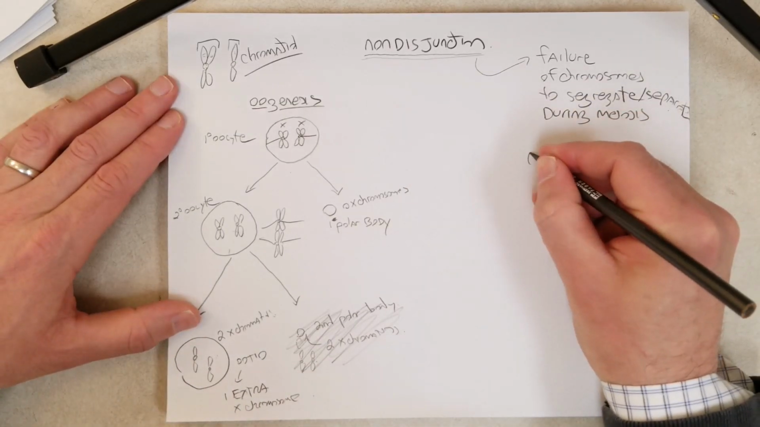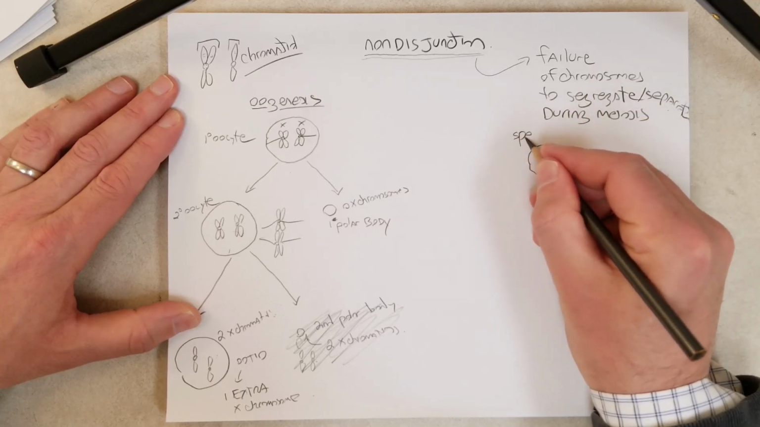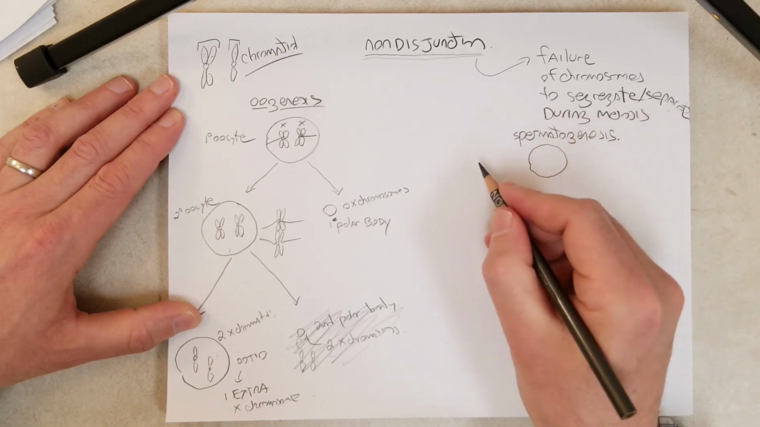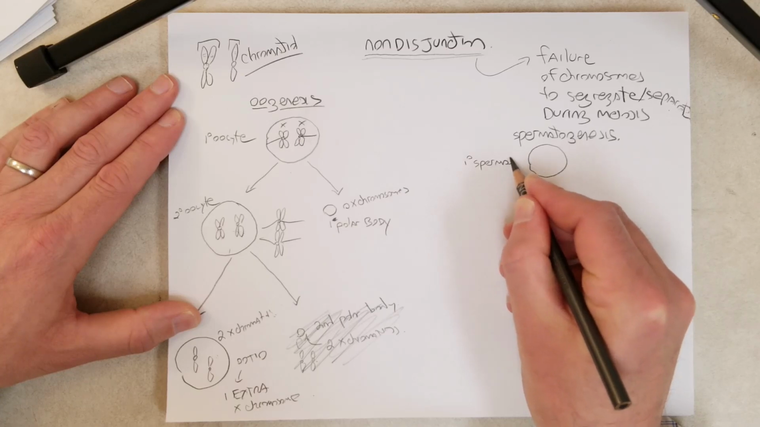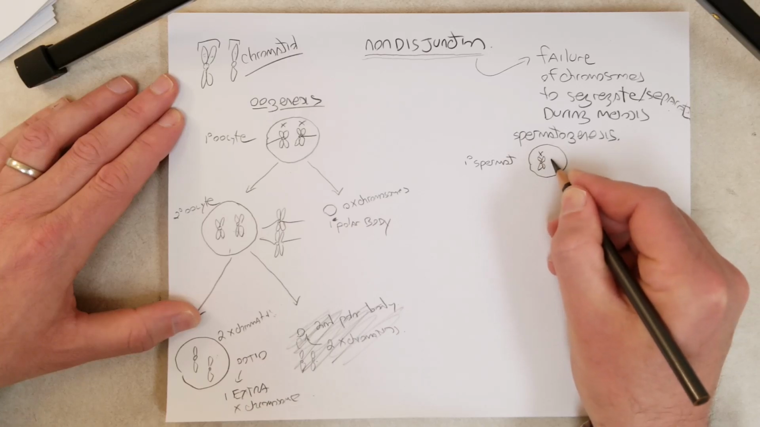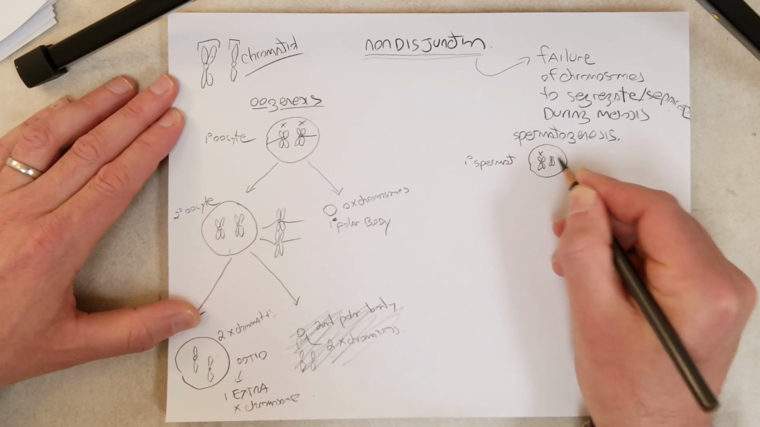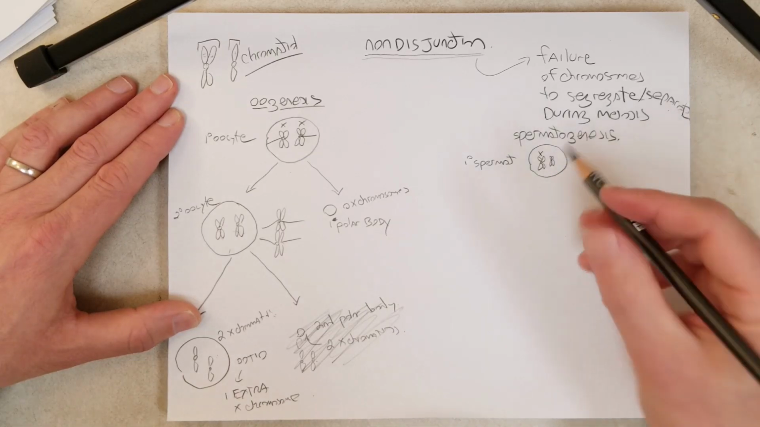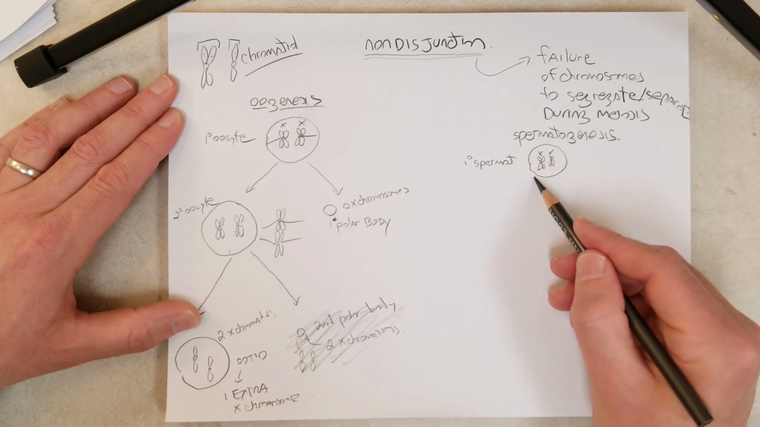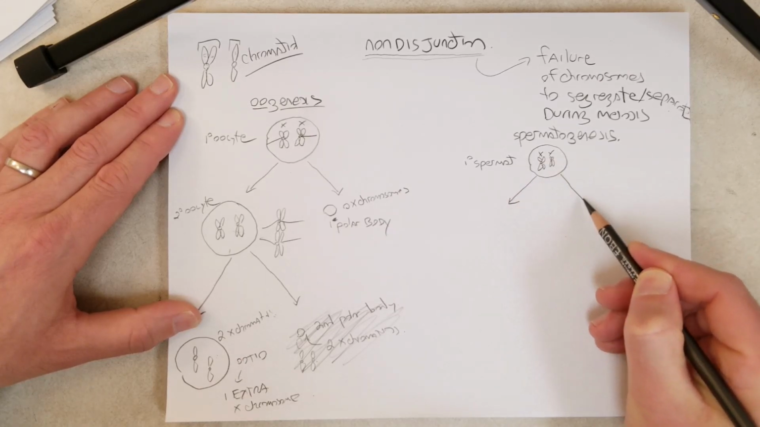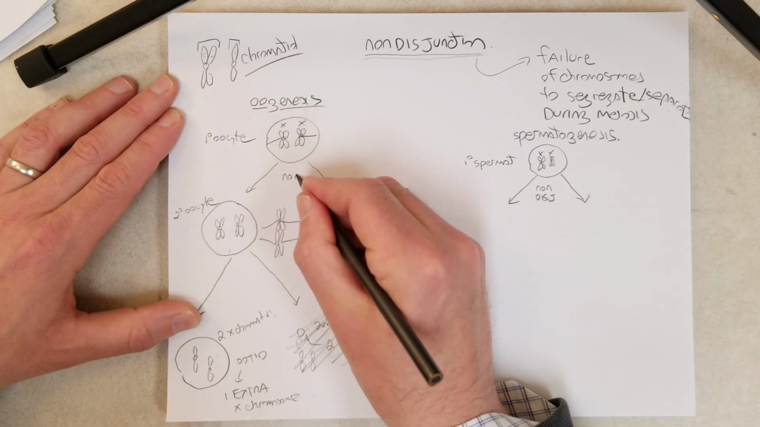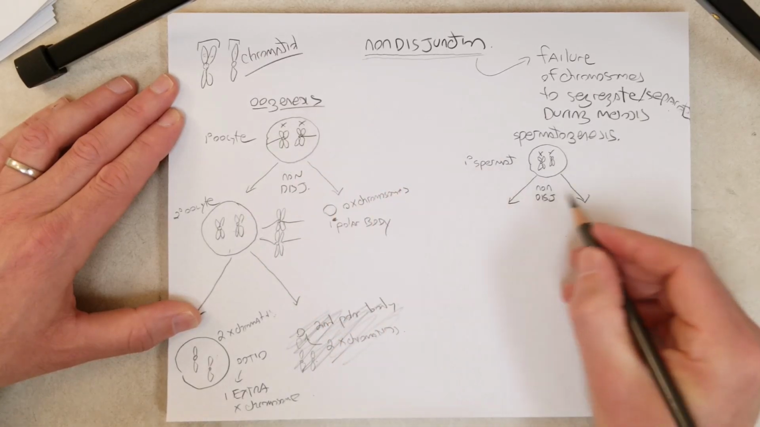Now, the same thing can happen during spermatogenesis. So let's call this the primary spermatocyte. And let me diagram the X chromosome here, and I'll make the Y a little smaller. We'll find out it's about a third of the size of the X chromosome. So let's say non-disjunction occurs during meiosis 1. Non-disjunction occurred up here.